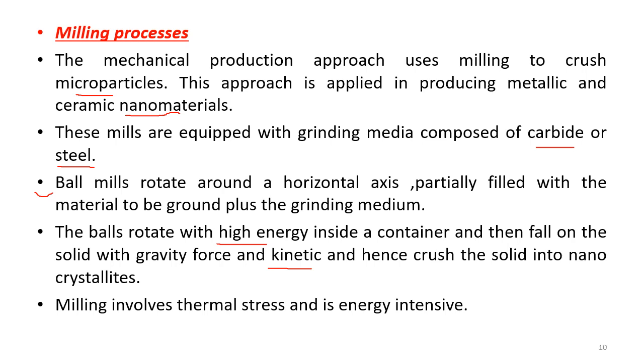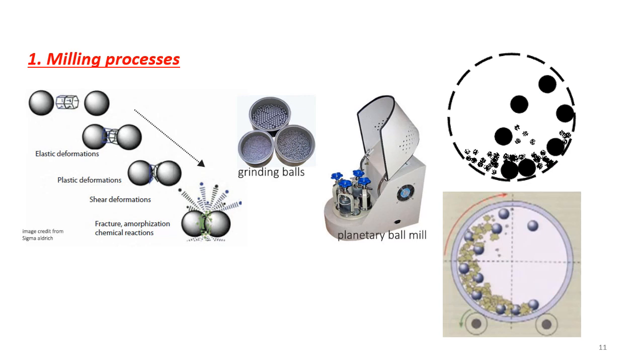Milling involves thermal stresses and it is highly energy intensive work. A high amount of energy is liberated during the crushing of these materials. Here we can see the phenomena in a milling process. This is the planetary ball mill. You can see the steel balls and the materials being put into this vessel. Here in this figure you can see the different grades of steel balls used for the milling operation.